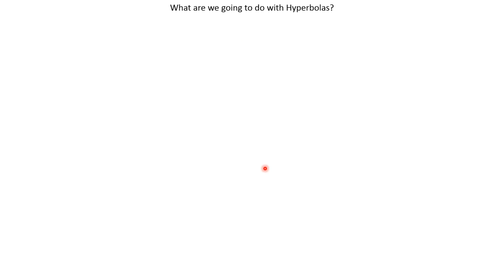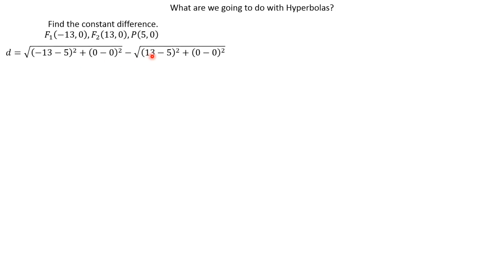We're going to do pretty much the exact same thing we did with ellipses. We're going to find the constant difference. So if we have a couple focal points and a point, we're going to find the distance from one focus to the point minus the distance from the other focus to the point. So distance is the square root of x minus x squared plus y minus y squared. So we have the x's and the y's. Notice all the y's are 0.